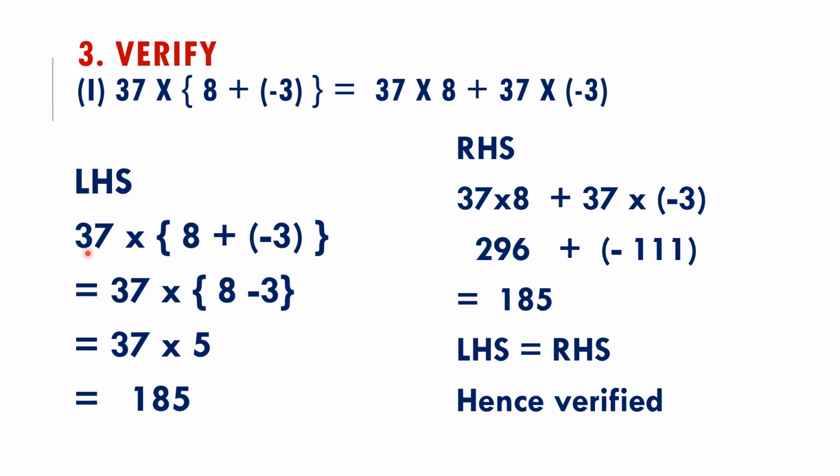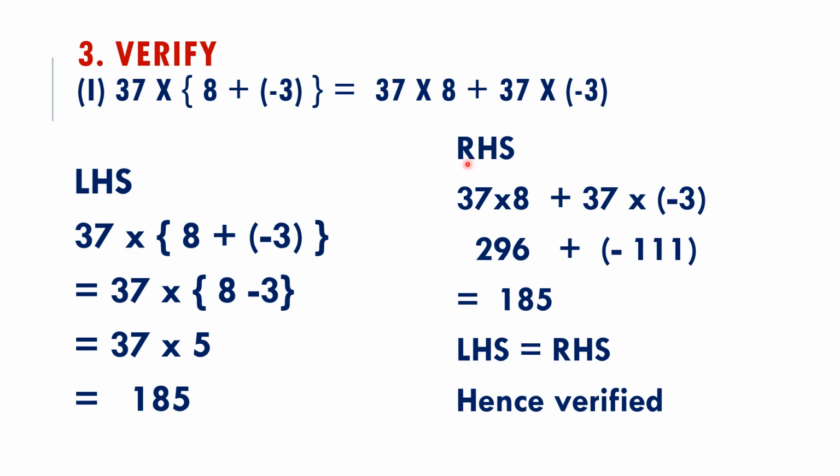So first, according to BODMAS rule, we have to solve the bracket first, isn't it? So 8 plus minus, when two signs are close together we multiply them. Plus into minus is minus. So I have changed these two signs into one. Otherwise also you know that plus sign means don't change the sign. So minus 3 remains as it is. 8 minus 3. How much is 8 minus 3? 5. So we get 37 into 5 and that is 185. So our left hand side is 185.